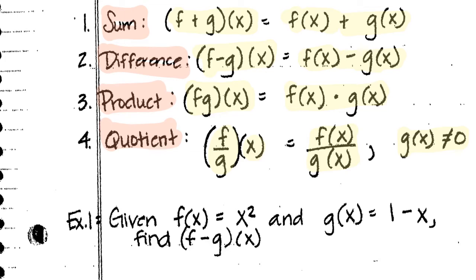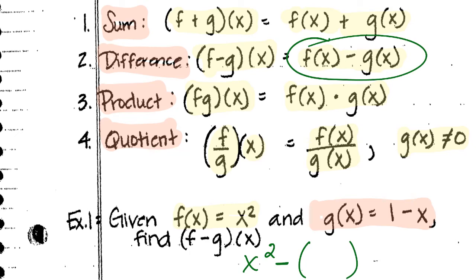Example 1 says, given f of x equals x squared, so we have our f of x, and g of x is equal to 1 minus x. Find f minus g. So what is my f equation that I'm going to start out with? X squared, and we're subtracting the whole g, because remember, this is what we're working with, f of x minus g of x. So what am I subtracting? I'm taking the x squared and I'm subtracting all of the g, which is what? 1 minus x.